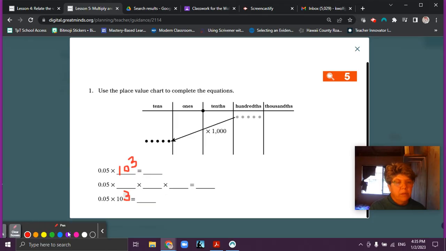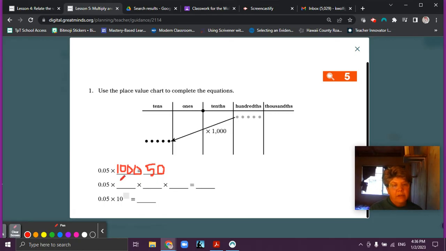Okay, so let me get my pen again. 5 hundredths times 1,000, right? And that's bringing us out here to tens. So I have 5 tens. That's the same as 50, right? And I'm moving over 1, 2, 3 times. So 5 hundredths times 1,000 is 50.